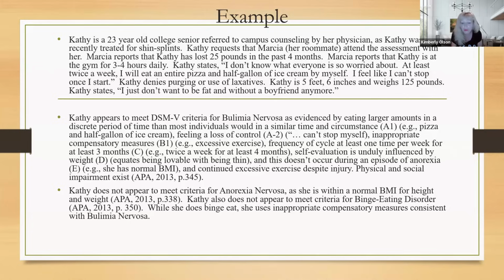Okay. Frequency of cycle: at least one time per week for at least 3 months. That's symptom C. And in Kathy's case, we report twice a week for at least 4 months. Self-evaluation is unduly influenced by weight, that's symptom D. So she equates being lovable with being thin. And this doesn't occur during an episode of anorexia. So she's a normal BMI.